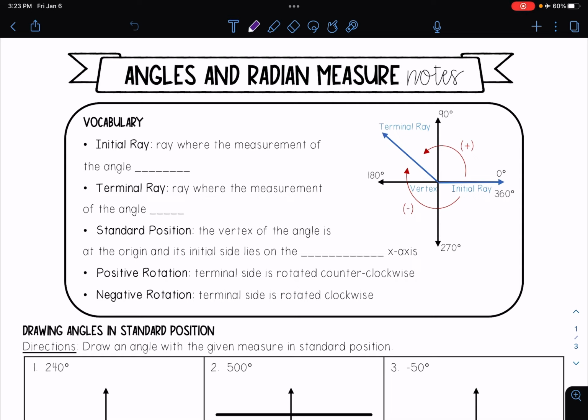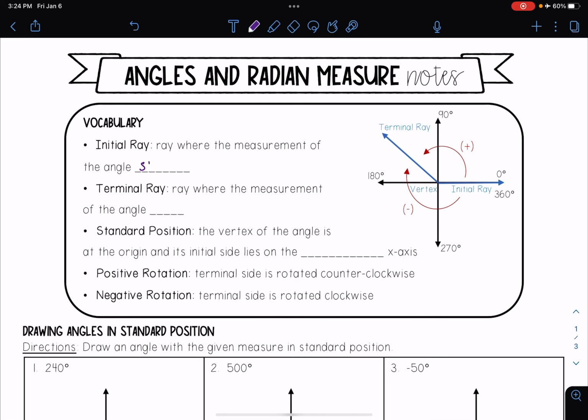So first thing we see with this angle we have in blue, and so that makes this angle right here, and we can also have an angle this direction. We have something that is called the initial ray. An initial ray is the ray where the measurement of the angle starts. And so we see that in blue right here. A terminal ray is the ray where the measurement of the angle stops. And so we see that up here.